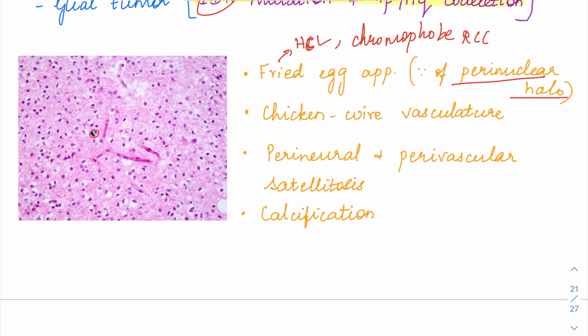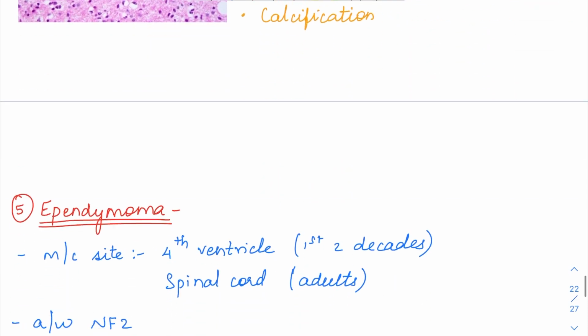Along with that, in oligodendroglioma, you can also see the presence of chicken wire vasculature, very thin vessels in between, which appear like chicken wire. That is why it is called chicken wire vasculature. So fried egg appearance with chicken wire vasculature and calcification are components of this oligodendroglioma tumor.